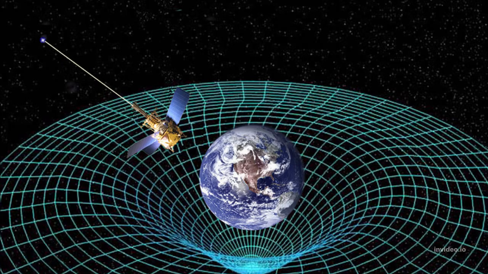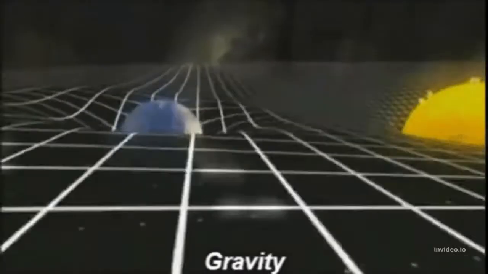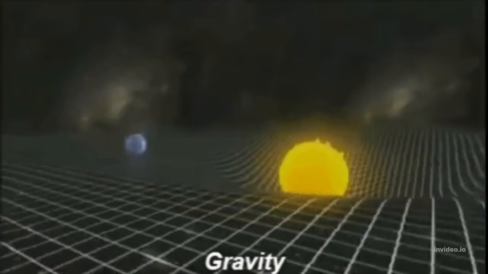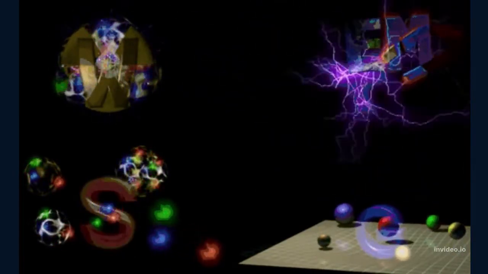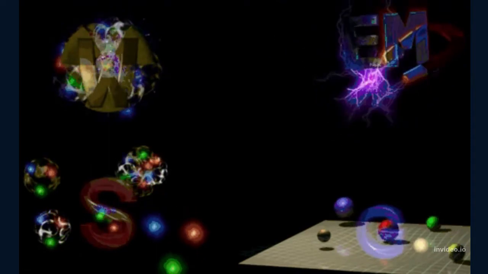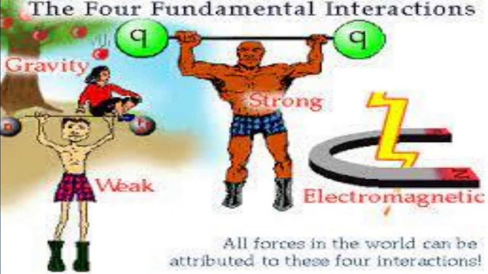In physics, gravity is a fundamental interaction which causes all things with mass or energy to be attracted toward one another. Gravity is by far the weakest of the four fundamental interactions, approximately 10^38 times weaker than the strong nuclear force, 10^36 times weaker than the electromagnetic force, and 10^29 times weaker than the weak nuclear force.